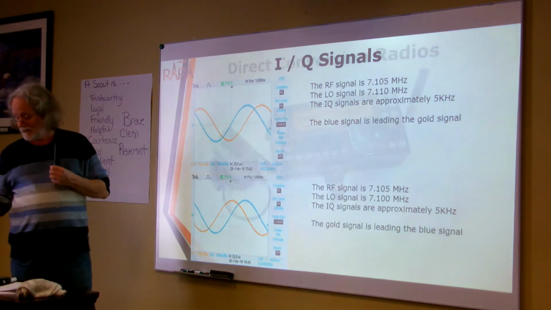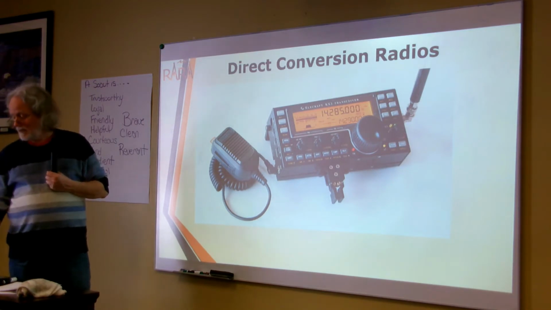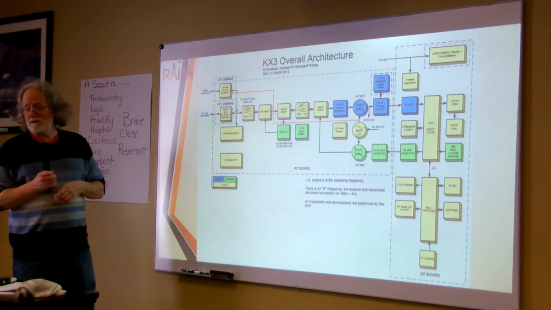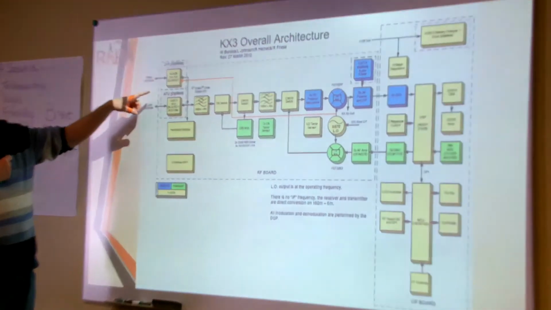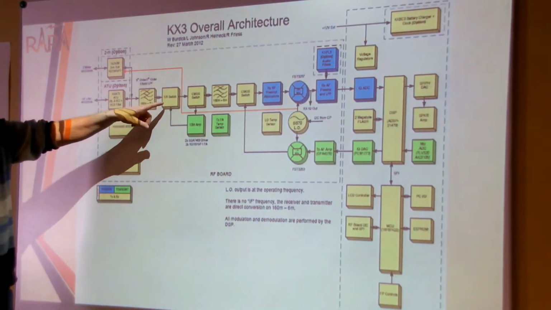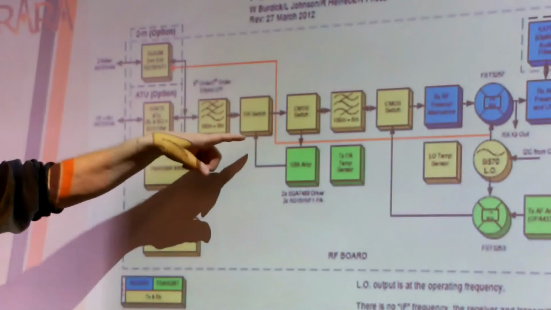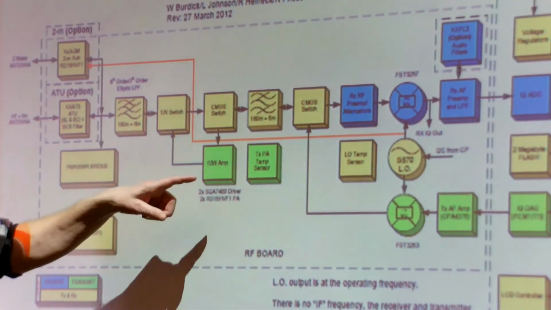Something like that. Okay, so now onto the radio portion. I think we've covered enough theory. So that was the KX3. And they give us a pretty good block diagram. You come into the antenna, filtering, switching. Boy, it's even out of focus. It's out of focus in my slide, too.